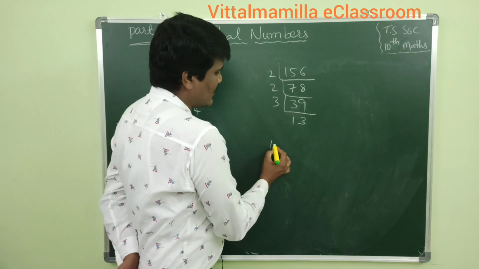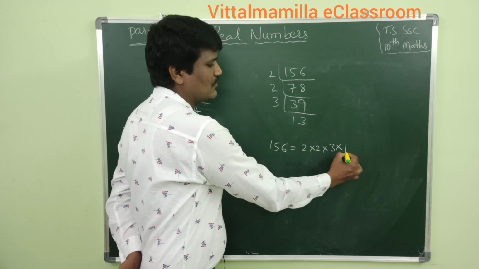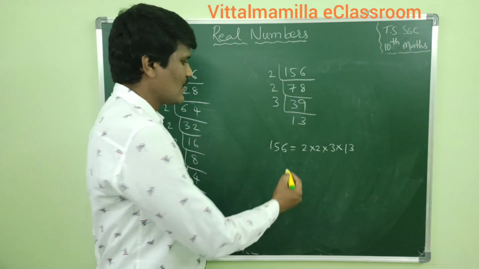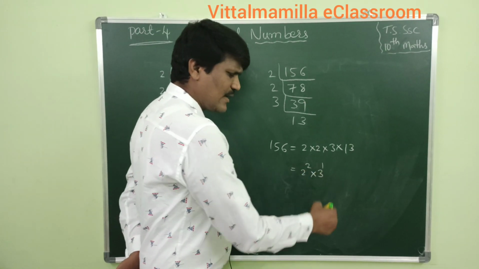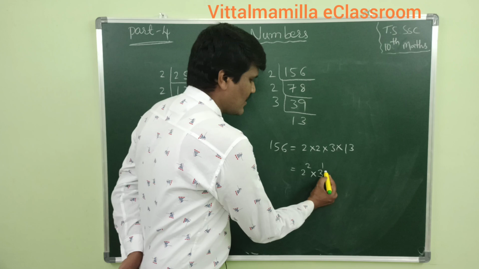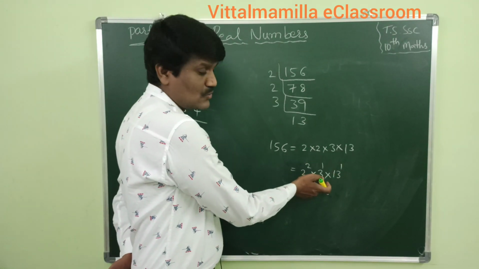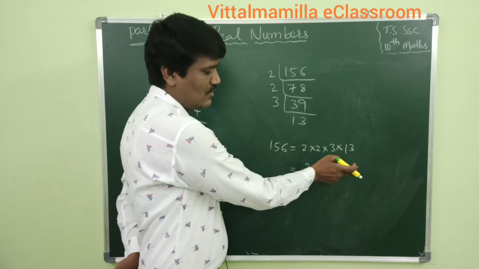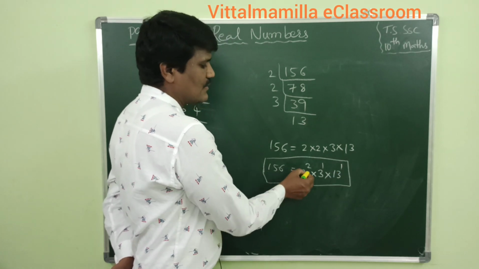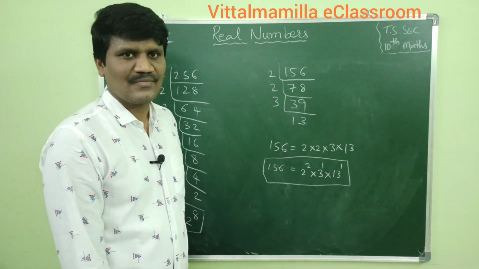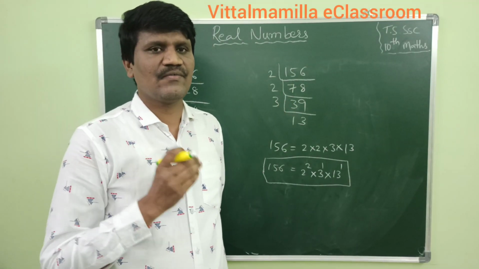Now I can write 156 is equal to 2 into 2 into 3 into 13. That is nothing but 2 square into 3, in fact you can write power 1, into 13 power 1. 3 is there one time, so you should write 3 power 1 and 13 power 1. The prime factorization of 156 is 2 square into 3 power 1 into 13 power 1. This is about doing the prime factorization of any given number.